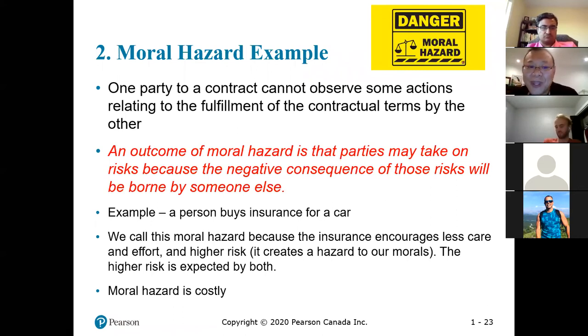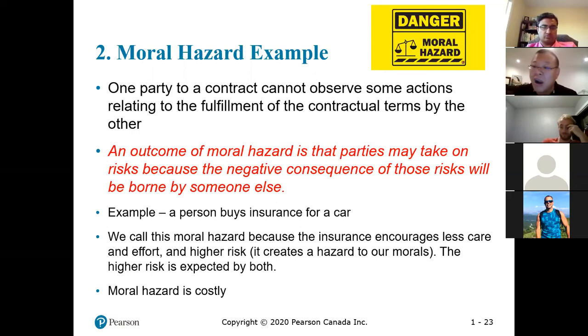So the outcome of moral hazard is that the parties may take on risks because the negative consequences of those risks will be borne by someone else. So I will take on risks, like running over the bump at 50 kilometers per hour, a very fast speed. That's going to hurt the car, but maybe the damage is not obvious. People will not observe that damage, but it's going to damage the car. But this consequence will not be on me.